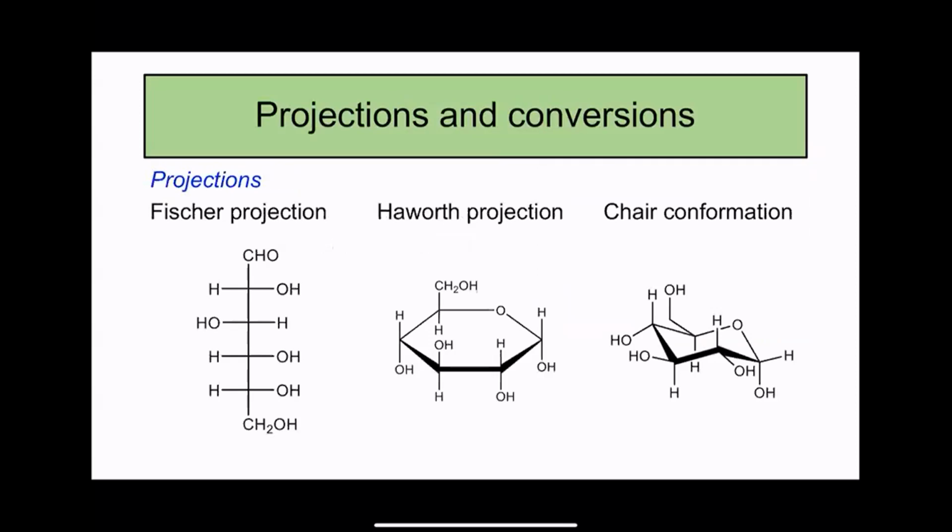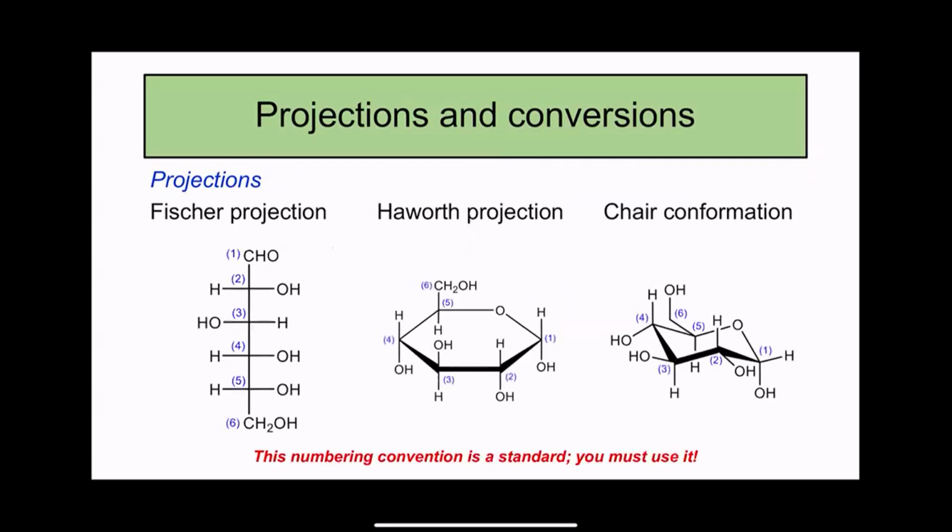So our three most common are going to be your Fischer projection, your Haworth projection, and the chair conformation. And so we want to be able to convert between these and make sure that all of the stereochemistry remains the same because they are the same molecule.